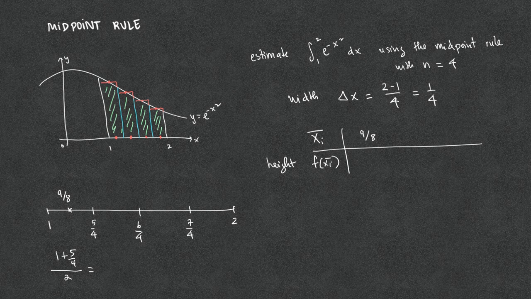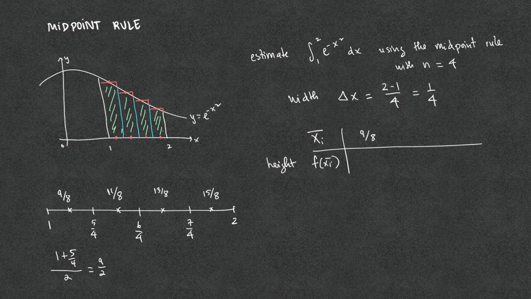The second midpoint is the average of 5/4 and 6/4, which is 5.5 over 4 or 11 over 8. The next midpoint is therefore 13 over 8. The next midpoint is 15 over 8.